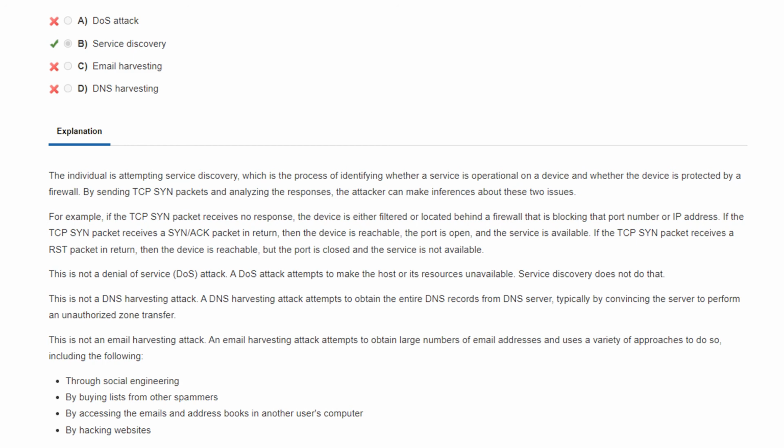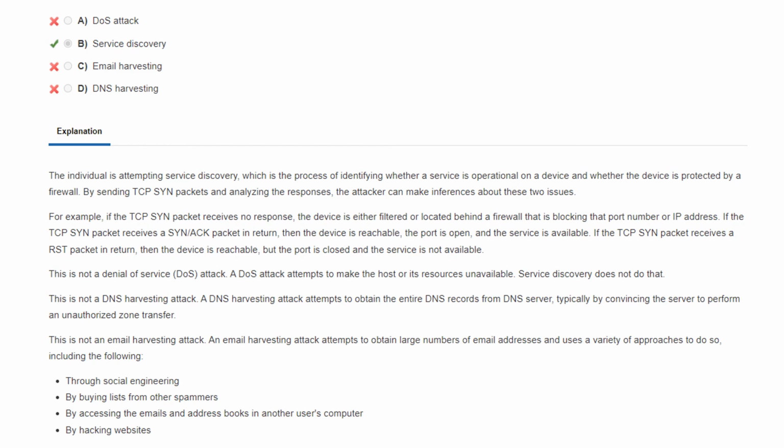This is not a denial of service attack. A DoS attack attempts to make the host or its resources unavailable. Service discovery does not do that. And this is not a DNS harvesting attack either, because a DNS harvesting attack attempts to obtain the entire DNS records from a DNS server, typically by convincing the server to perform an unauthorized zone transfer.